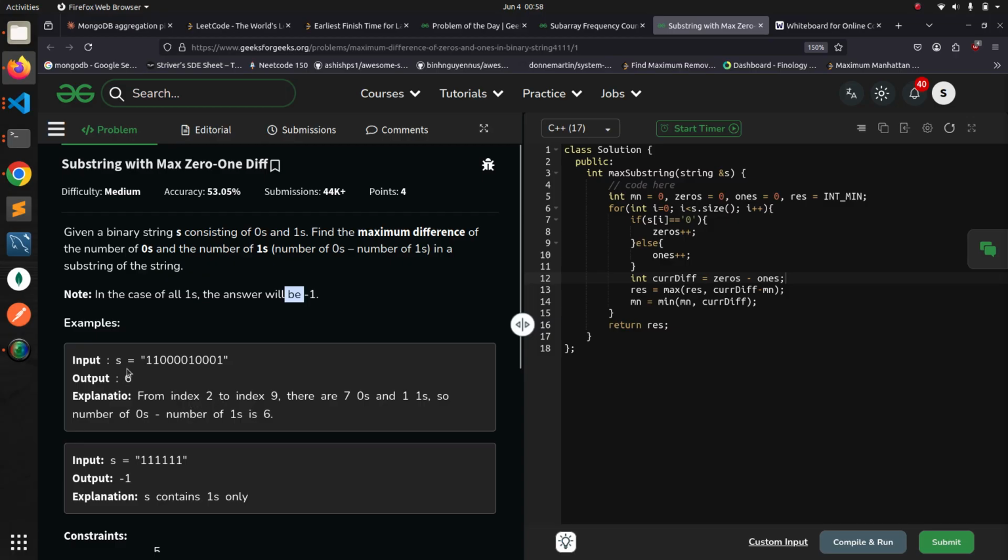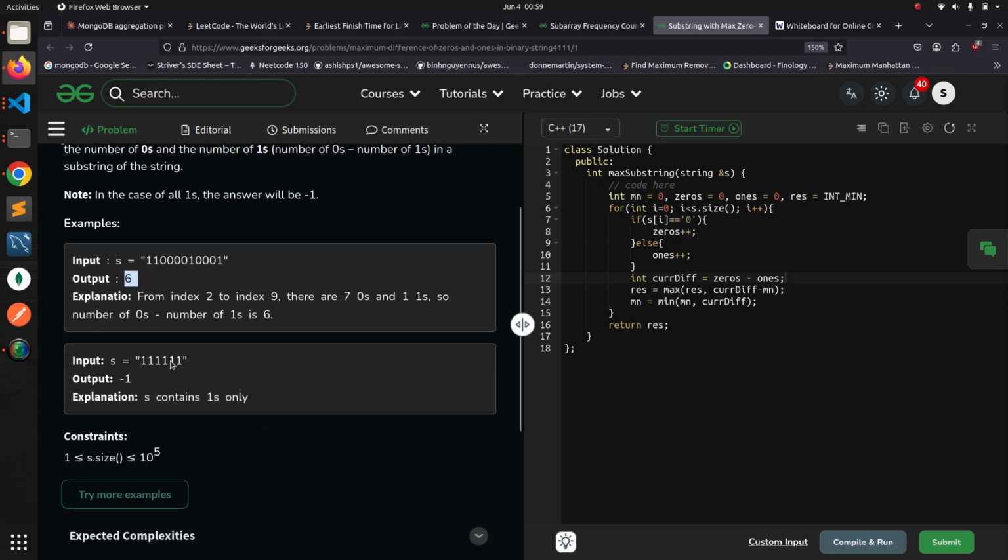So in this question, we are given a string S containing zeros and ones, and we need to find the maximum difference between the number of zeros minus the number of ones in a substring of the string S. For example, we have a string something like this. If we choose the substring from index 2 to index 9, then the number of zeros will be 1 2 3 4 5 6 7, 7 zeros, and we have 1 one. So 7 minus 1 equals 6. So we have the maximum difference between the number of zeros and the number of ones. So the output will be 6.